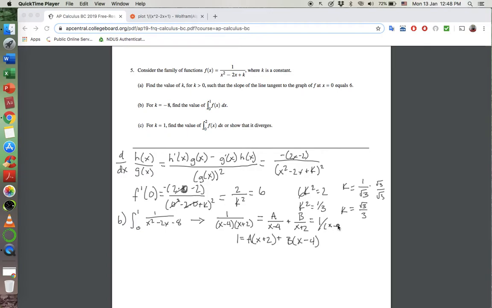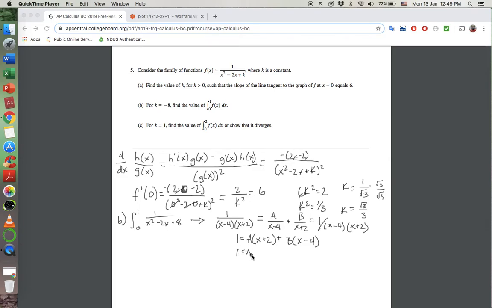Gotta have the denominator, x minus 4 times x plus 2. And when we multiply by these two denominators, this one disappears. So we get left with 1 on that side. And so let's look at our roots here. If x plus 2 is equal to 0, then x is equal to negative 2. We're going to call negative 2 our first root. And so let's solve using our first root of negative 2.